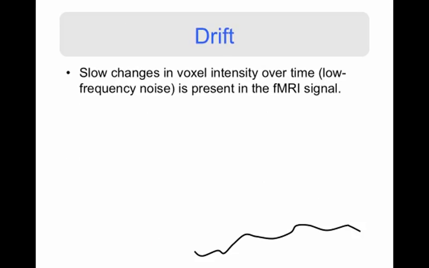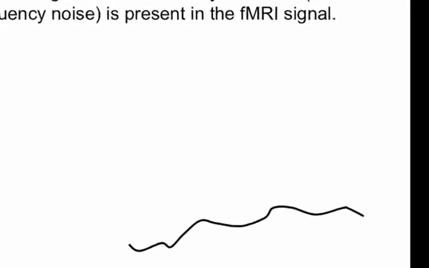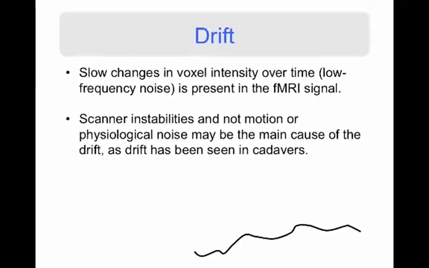As you'll recall when we were talking about the BOLD signal, the slow changes in voxel intensity over time, which correspond to low frequency noise, are always present in the fMRI signal. We call this drift, and below we see an example of a drifting signal. Scanner instabilities, and not motion or physiological noise, are thought to be the main cause of drift, as drift has been seen in dead bodies and in phantoms.